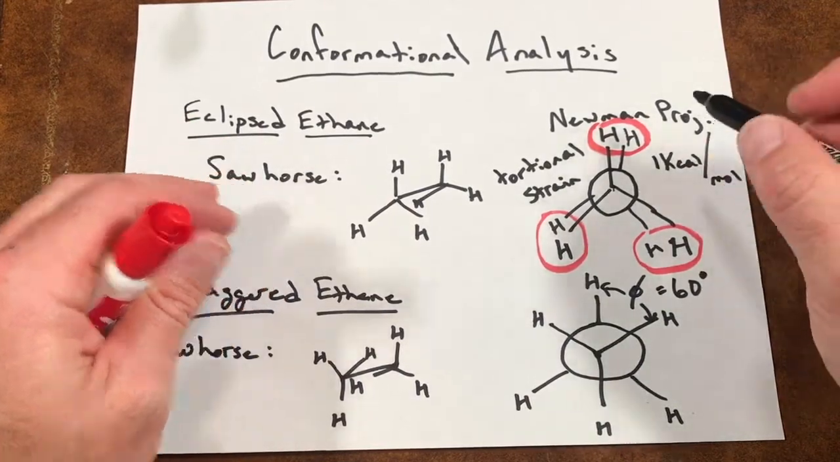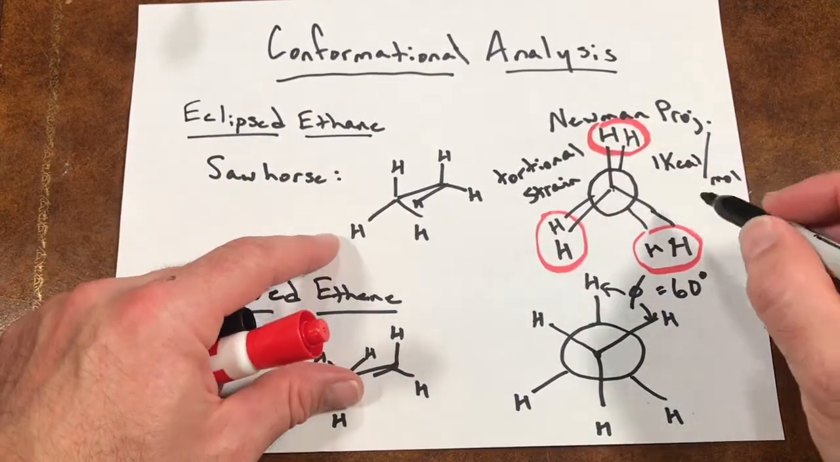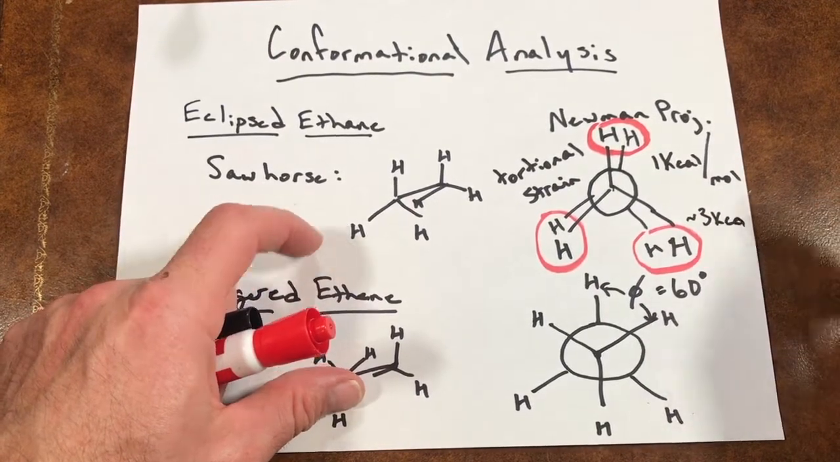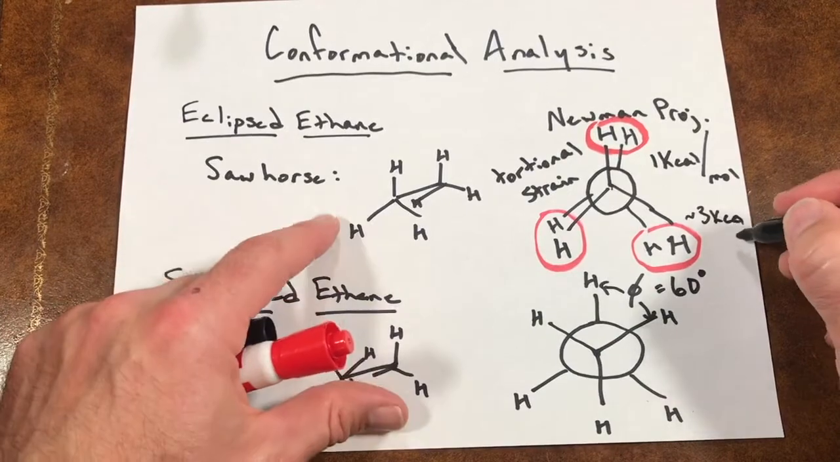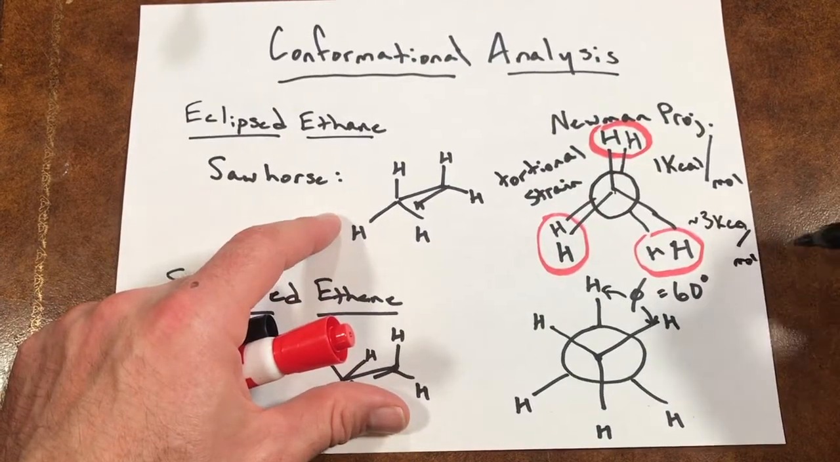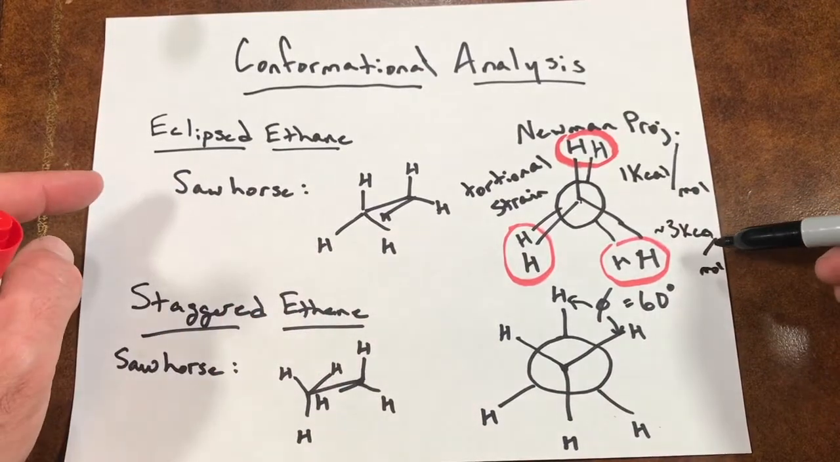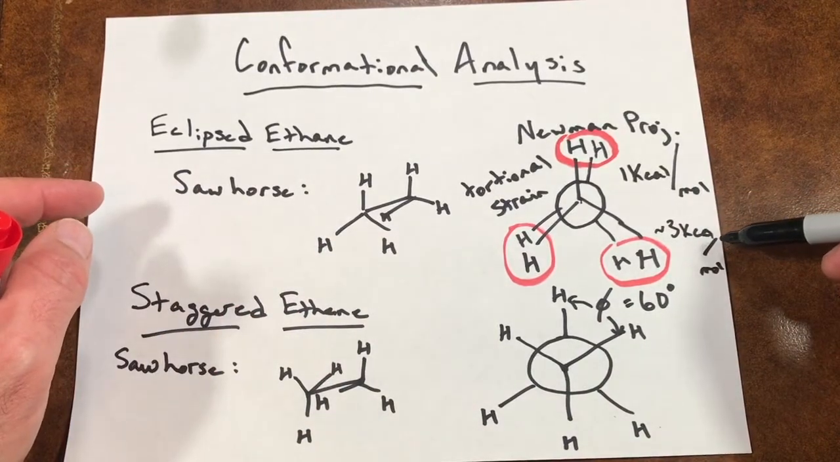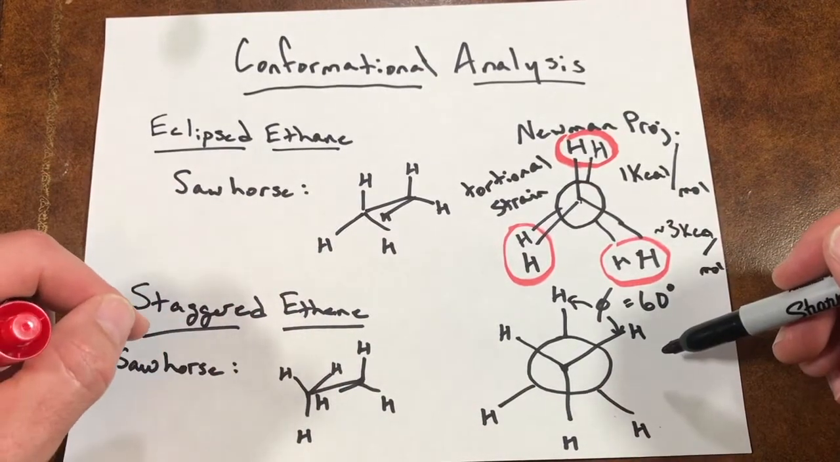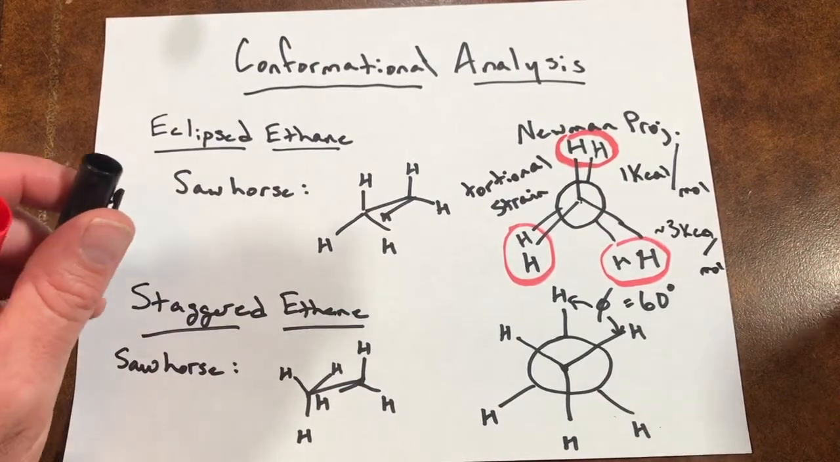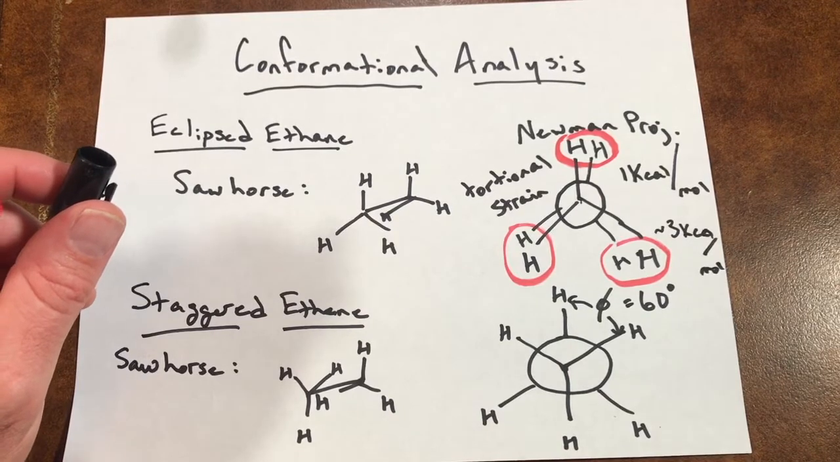So what this means is that eclipsed ethane is just about 3 kcals per mole. I guess I could fit that in here. Sorry, it's so smushed. So the overall cost of being an eclipsed ethane is about 3 kcals per mole. And in staggered ethane, there is no cost. So that's going to allow us to draw the following energy surface.